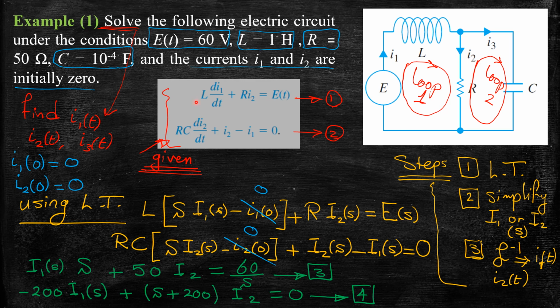So we did nothing special. We took the first and second equations, got the Laplace transform of both, and then substituted the numbers: C equals 10 to the power minus 4, E equals constant 60, so it will be 60 over s in the Laplace transform, L equals 1, and R equals 50. After having these two equations, the next step is to solve and simplify equations number 3 and 4 to get the values of I1 and I2.